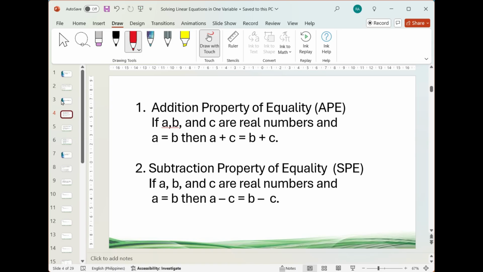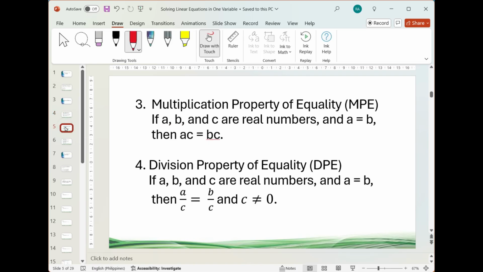Another is subtraction property of equality or SPE. So if A, B, and C are real numbers and A is equal to B, then A minus C is equal to B minus C. So ang ini-state naman sa number 2 ay pag nag-subtract ka ng same real number, the equality will still hold.